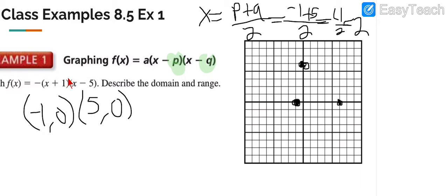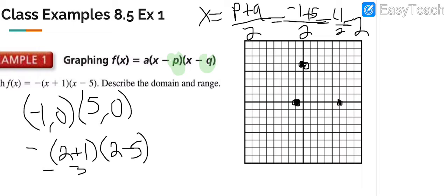So now I'm just going to plug 2 into this equation to figure out what my y value is. So I can go negative (2 plus 1) times (2 minus 5). This will give me 3, a negative, and a negative 3, all being multiplied by each other. So negative 3 times negative 3 would be positive 9. So my vertex occurs at (2, 9).